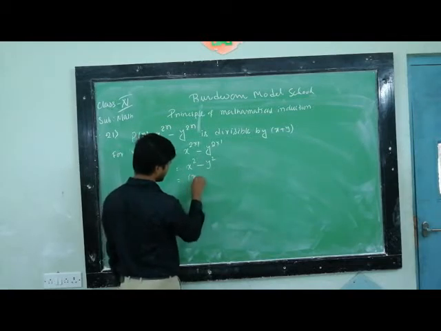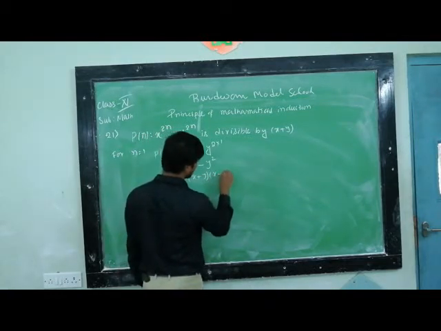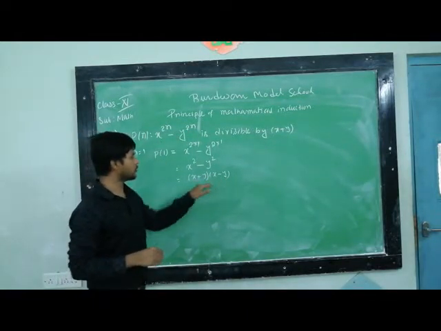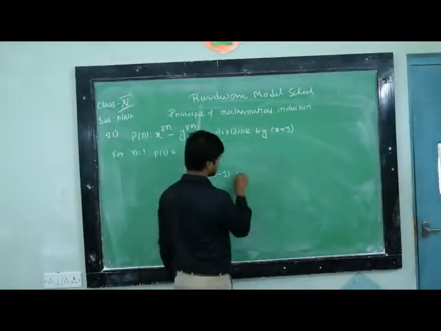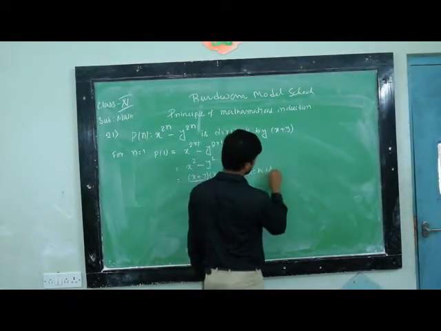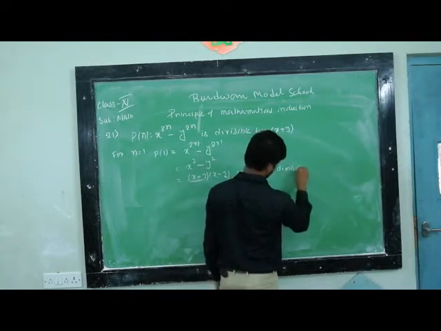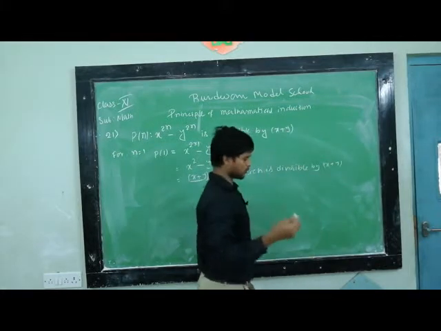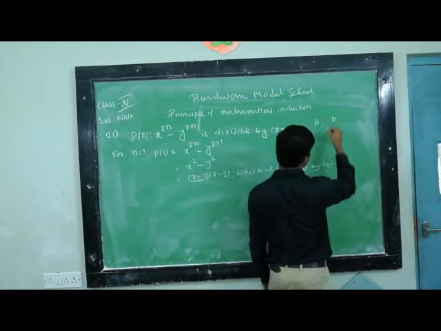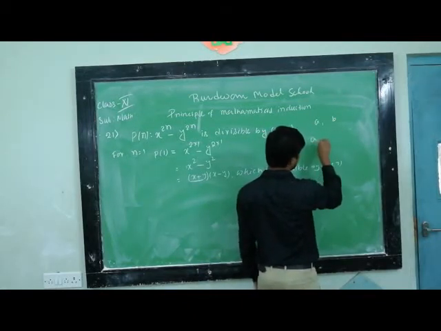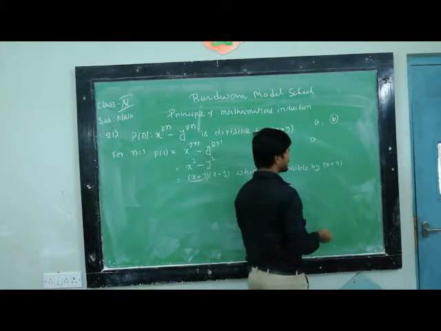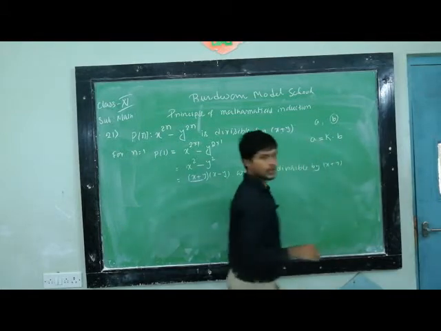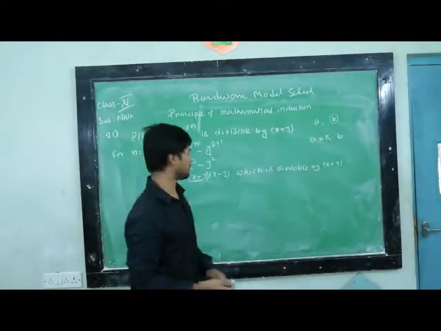That means (x plus y) into (x minus y). That means P(1) is obviously divisible by x plus y. I think you know, suppose there are two numbers a and b. Then the number a is said to be divisible by the number b if a can be expressed in the form some constant into b. Then you can say that the number a is divisible by b.